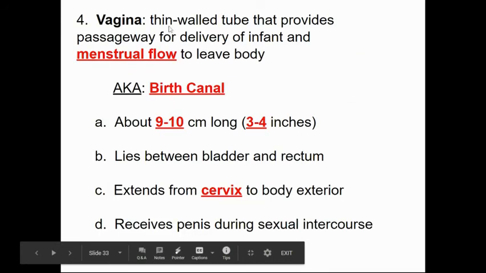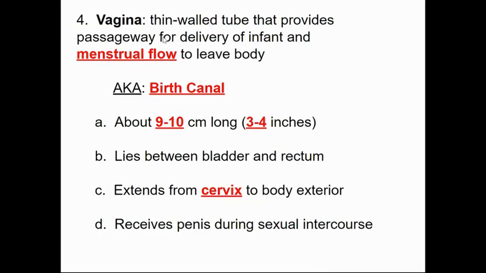The vagina is a thin-walled tube that provides the passageway for the delivery of the infant if it comes to full term, or the menstrual flow to leave the body. Sometimes this is called the birth canal. Usually that term is only used when we're getting ready to deliver the baby. It's about 3 to 4 inches in length, and it's between the bladder and the rectum. It goes from the cervix to the body's exterior.